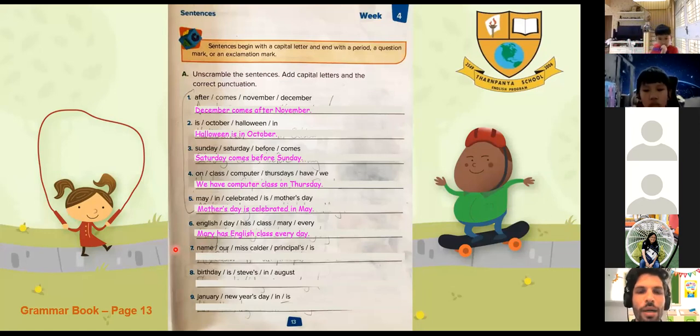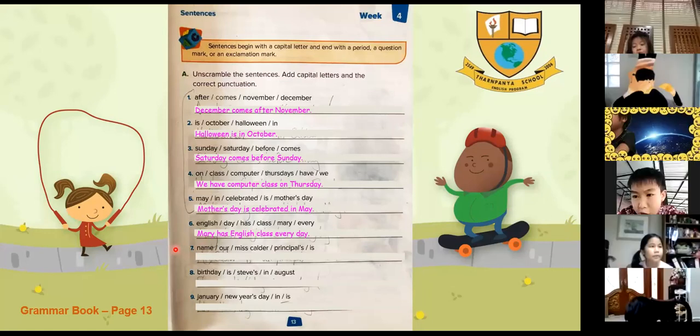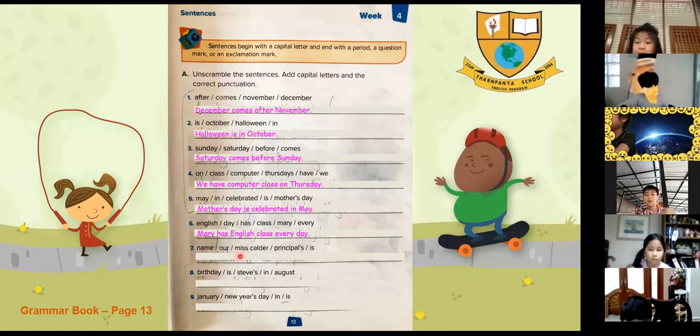Let's complete one more and then we are going to finish here. We are going to finish next class. We already wrote a lot today and I want everyone to finish until here. So let's complete number 7 and we are going to finish here today. For number 7, we have name, our, Miss Calder, principal's, is. So we need to order these words to write the sentence and then check the spelling mistakes, or we need to write the words using the right spelling.